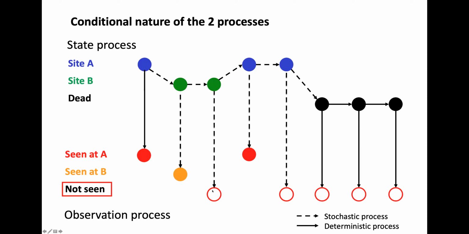And when you're dead, of course, the only option you have is to be undetected, to get non-detected with probability 1. And at first encounter, the first occasion of capture, you're alive for sure. So the link is deterministic, and you're seen in the state where you were alive. You cannot be seen in the other state, in other sites.